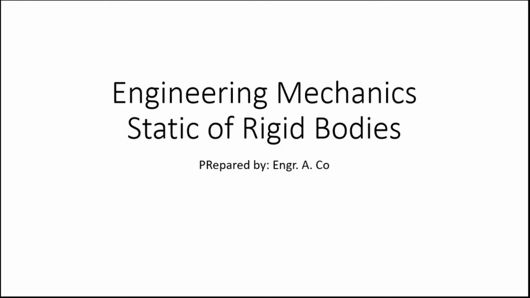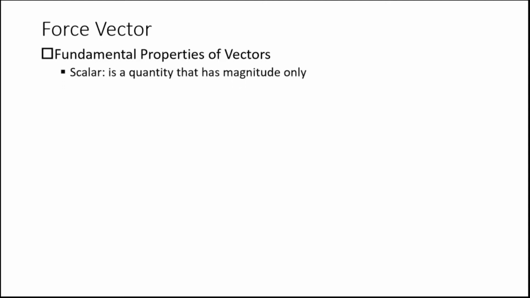So, our first topic sa static of rigid bodies will be force vector. So, ano yung force vector? Dalawa yan eh. Let's talk about the fundamental properties ng vector. So, sa fundamental properties of vector, i-differentiate muna natin what is scalar. Scalar is a quantity that has magnitude only. Magnitude lang siya. Okay? So, wala siyang direction.